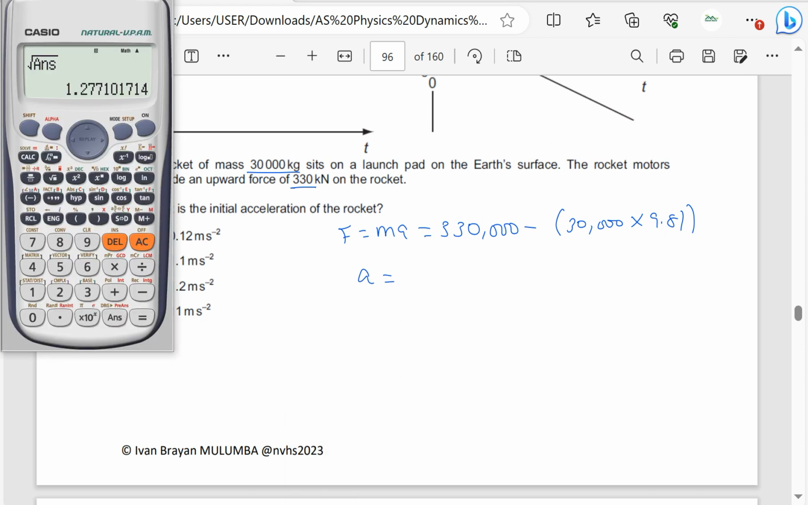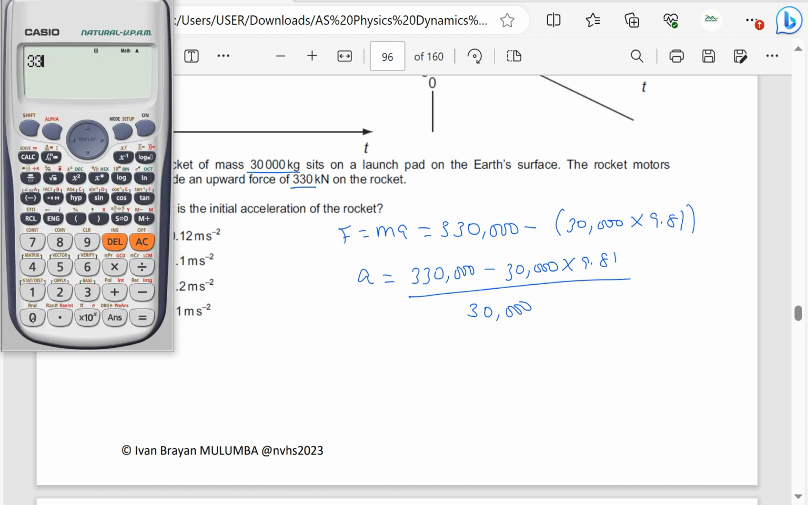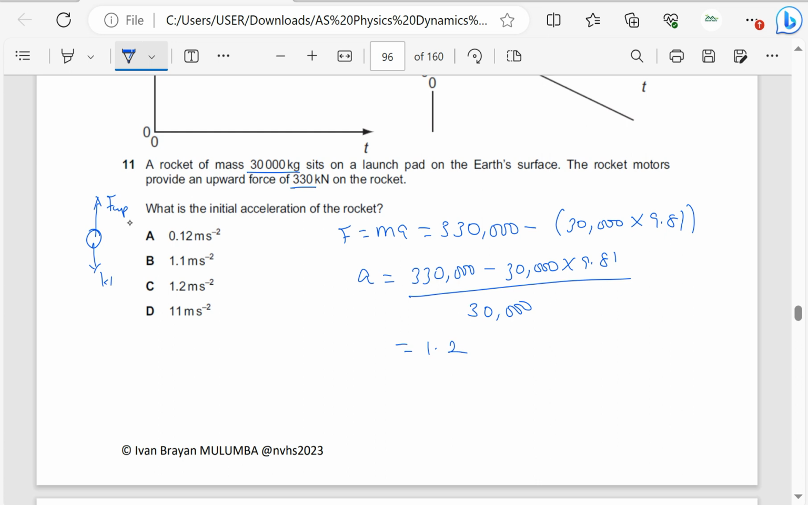divided by the mass. So it's going to be equal to this difference: 330,000 minus 30,000 times 9.81, divided by the mass, which is 30,000. So 330,000 minus 30,000 times 9.81, divided by 30,000. So this is giving me 1.19, which is approximately 1.2. So the answer is going to be C.